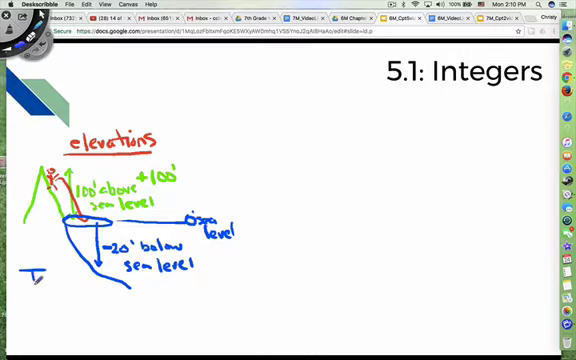And the difference, how far this person jumped, is they went 100 feet down. Okay, here's that 0 mark, and then they went another 20 feet down. So in a sense, they jumped 120 feet.